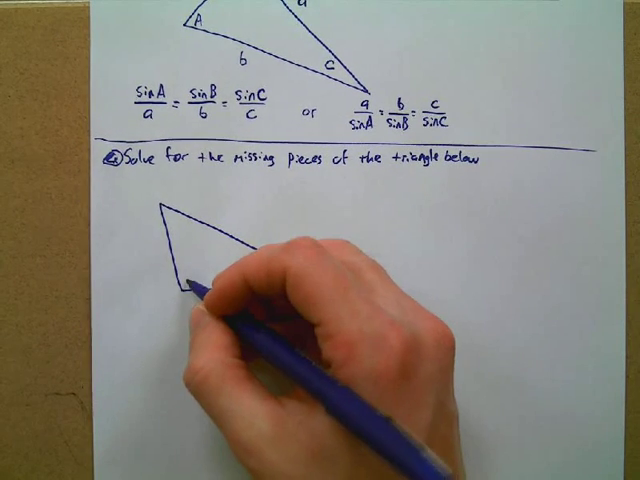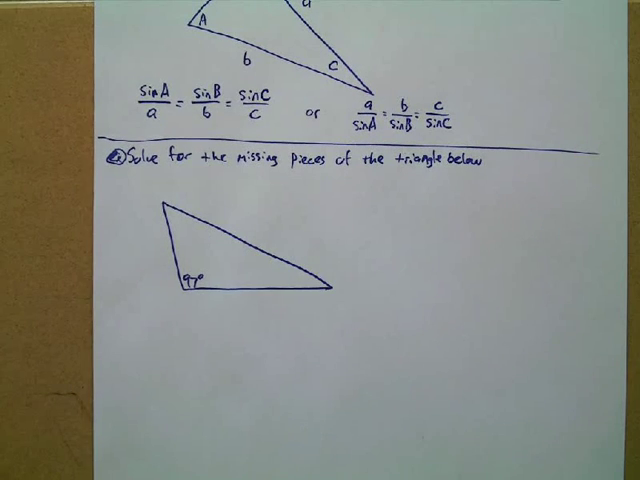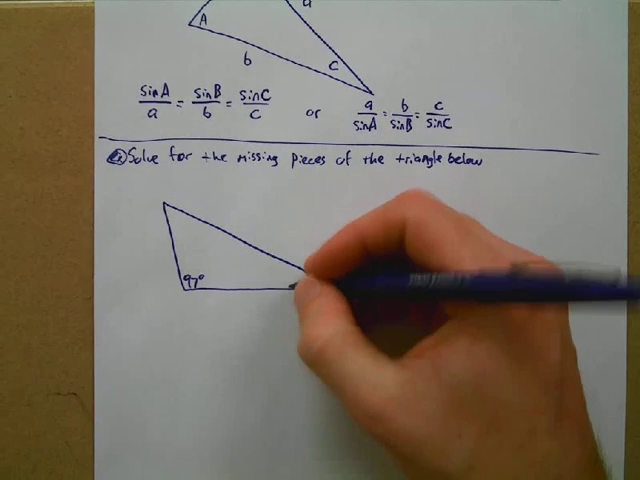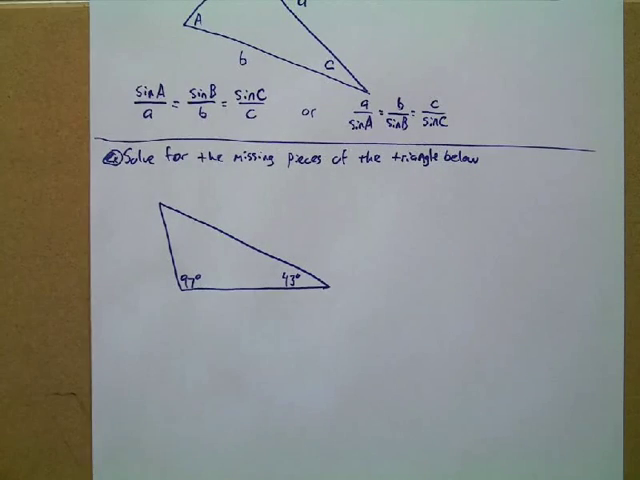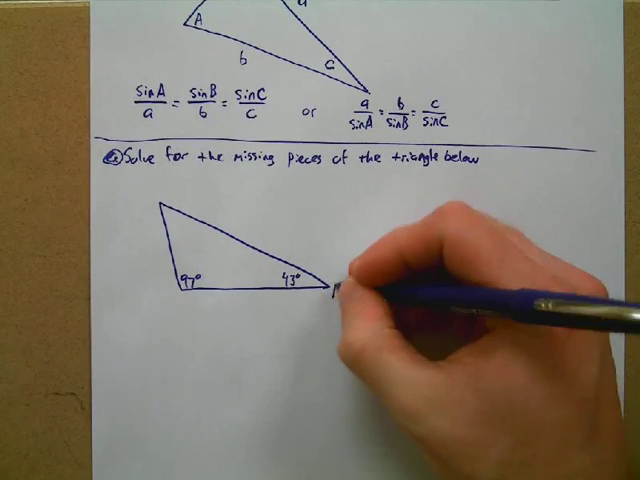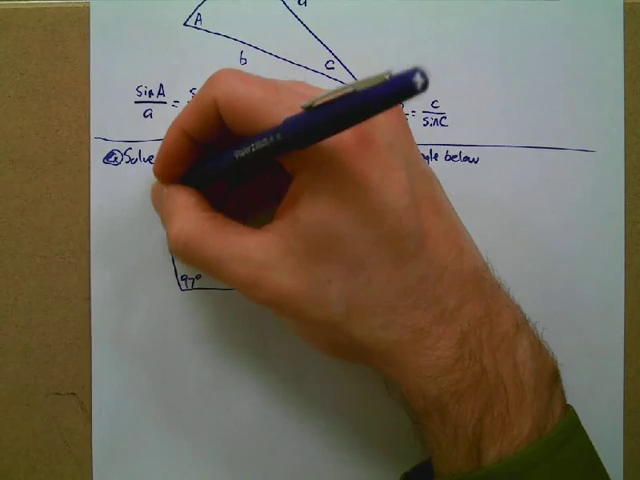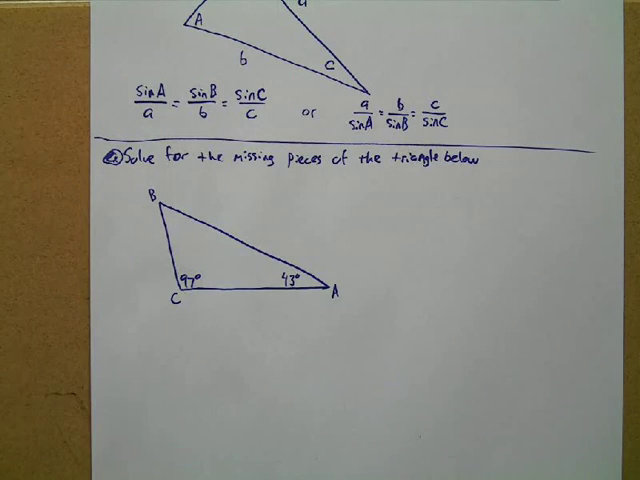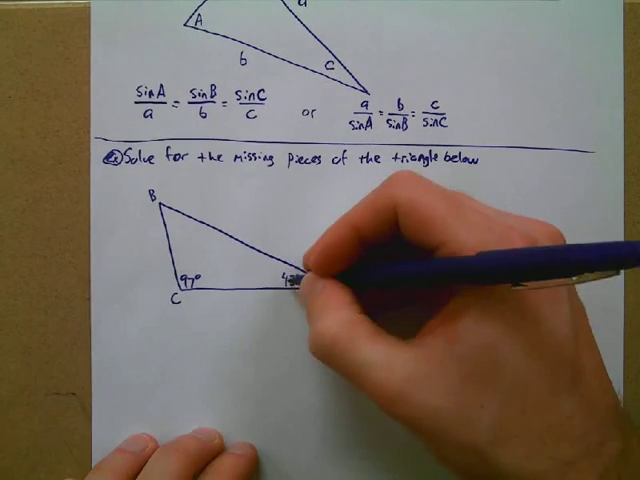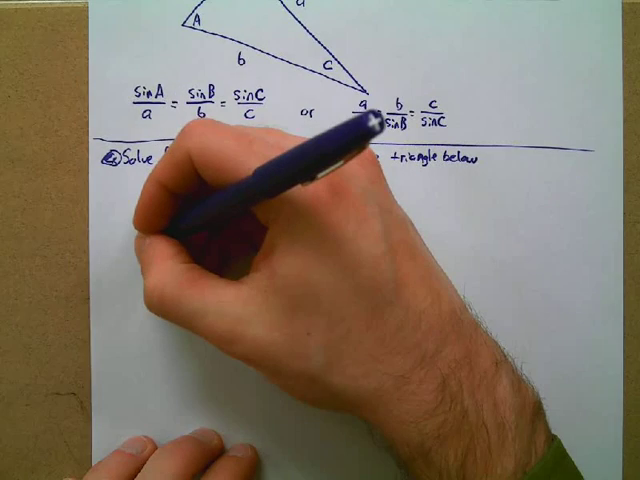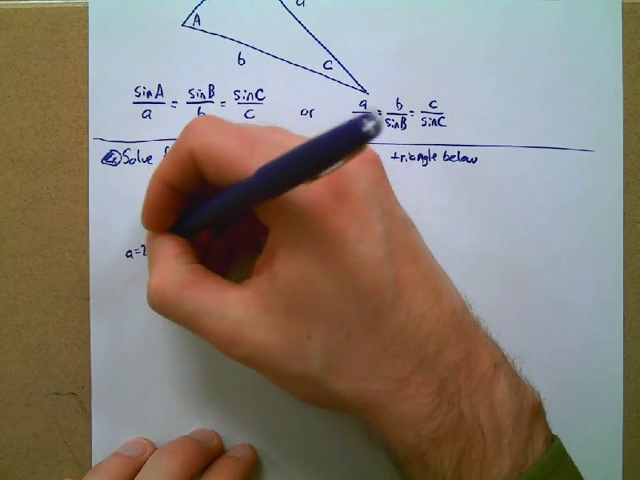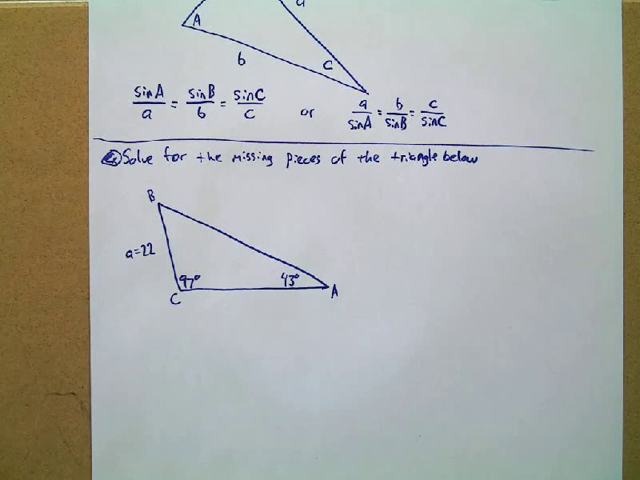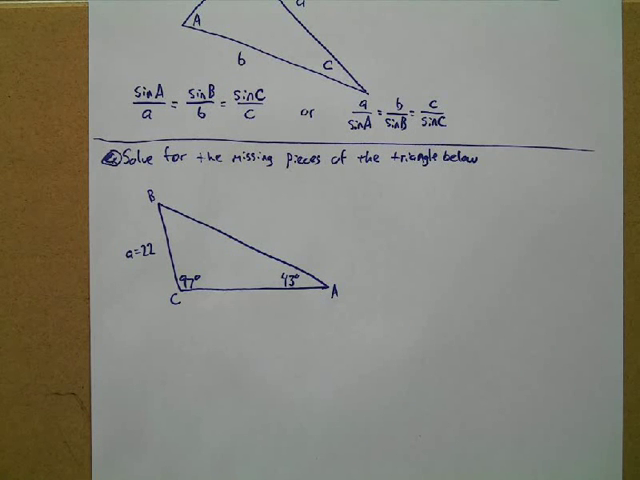Alright, so we'll say we have a 97-degree angle right there. We'll say we have a 43-degree angle there. Oh, and I'll label the vertices here. We'll say that's A, this is B, and C. So there's our setup. Okay, there's all of our given information.